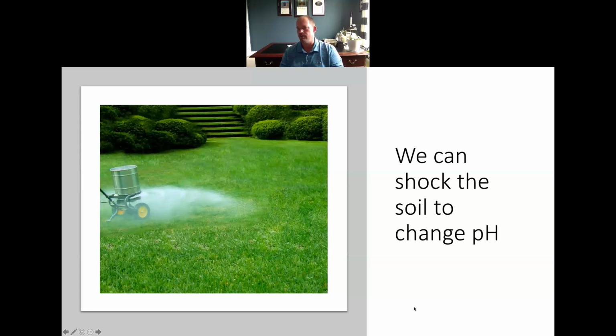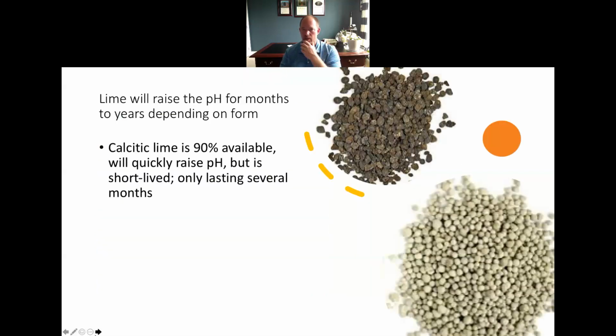We can do things to the soil if the soil doesn't have an ideal pH. We can do things to soil, in essence shocking the soil, to change the pH. Again, remember what I was talking about with the soil test and exchangeable versus available. On a soil test, they shock that soil with strong acids or strong bases to make things available. We can kind of do the same thing in the landscape. We could shock that soil to have a dramatic change. It's a short-lived change, but it's a change nonetheless. It can help us to make things available to the plant.